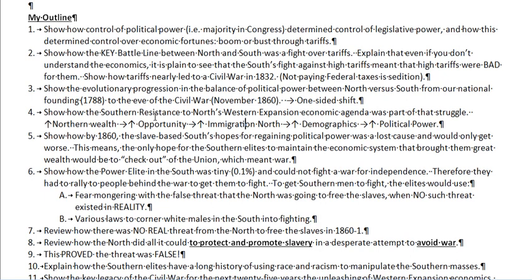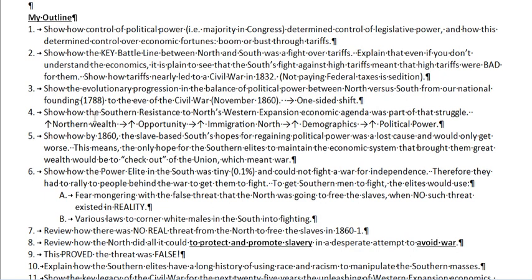Show how the Southern resistance to the North's Western expansion economic agenda was part of the struggle. Show the evolutionary progression and the balance of political power between North versus South, from our national founding to the eve of the Civil War. I'm going to try to show you how this evolved with different things that happened to our country, right? And by 1860, it was a hardcore, one-sided shift in political power, with only the hopes of it getting worse for the one side, the South. It's only going to get worse for them. They knew they were done.